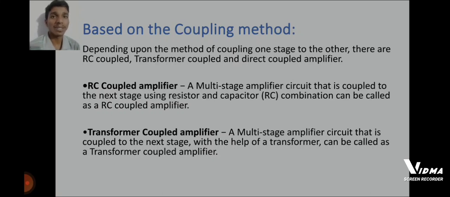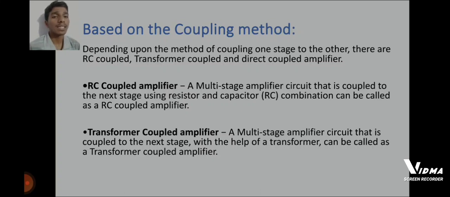Based on the coupling methods, the amplifiers are classified into three types: RC coupled amplifier, transformer coupled amplifier, and direct coupling. A multi-stage amplifier circuit that is coupled to the next stage using a resistor and capacitor combination is called an RC coupled amplifier. In an RC coupled amplifier, resistors and capacitors are used to couple the next stage of the amplifier.